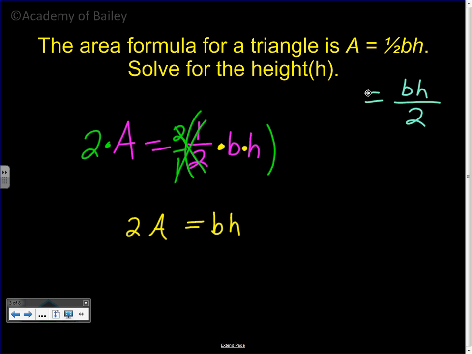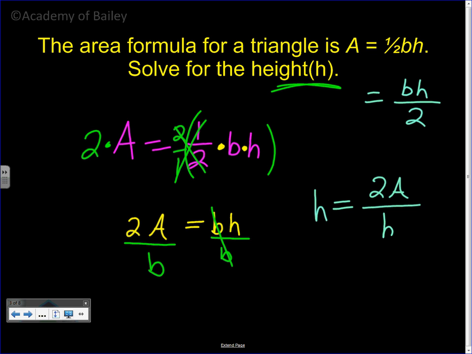And we're still trying to get h by itself. So right here we are multiplying h by b. How do you get rid of multiplying by b? You divide by b, so they cancel out. And if you divide the right side by b, you also have to divide the left side by b. And so our final solution here for the height of a triangle is equal to twice the area divided by the base.